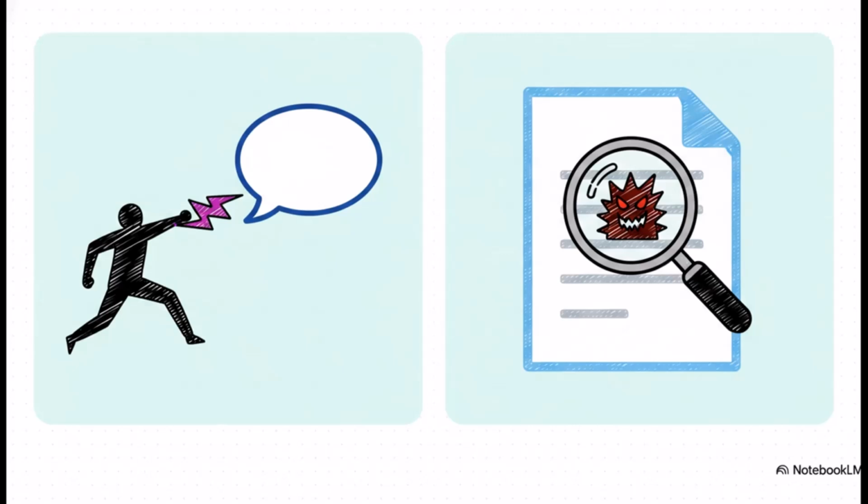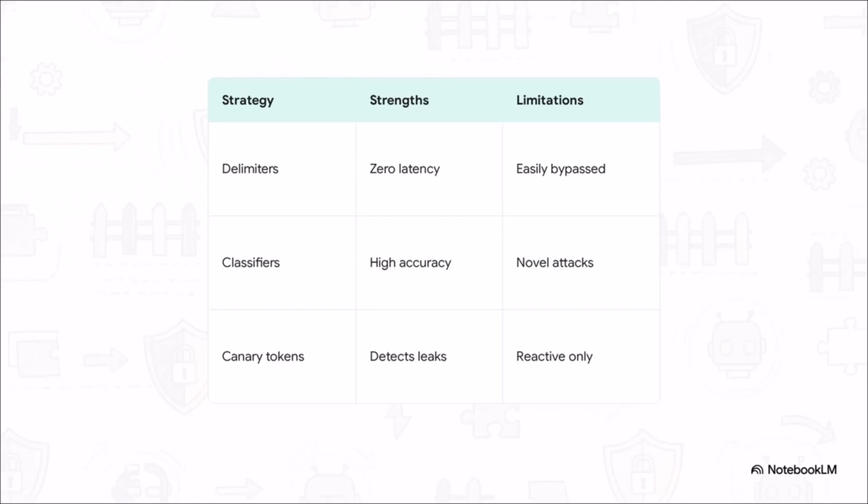To sniff out these Trojan horses, we have to use a really sophisticated mix of detection strategies. A simple zero-latency method is using delimiters. You basically wrap user input in special characters so the AI knows exactly what's data and what's an instruction. But attackers bypass this pretty easily. So we step it up with classifier-based detection. We can train specialized models, like a DeBERTa classifier, to act as a guard dog.